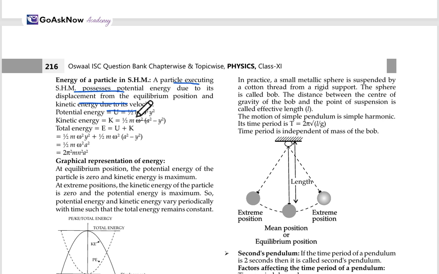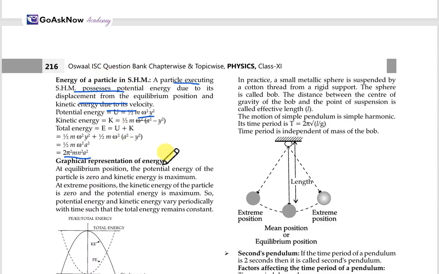So the potential energy will be U = ½mω²y², and for the kinetic energy, K = ½mω²(a² − y²). So the total energy will be 2π²mn²a². This is the energy of a particle in simple harmonic motion.